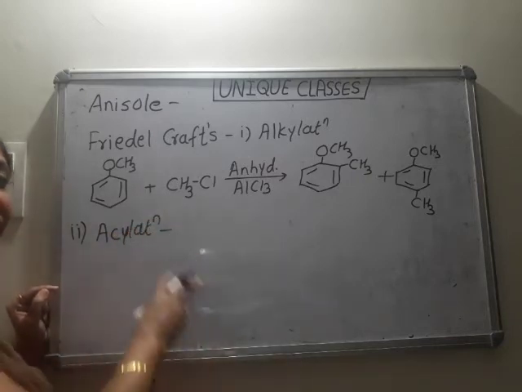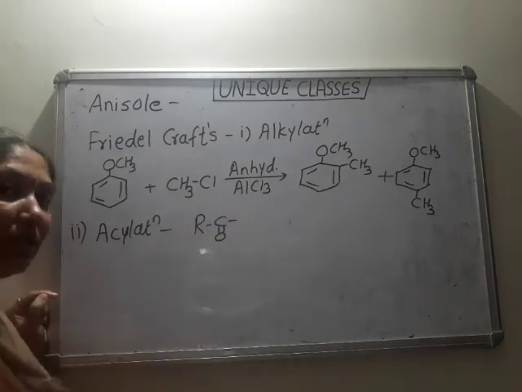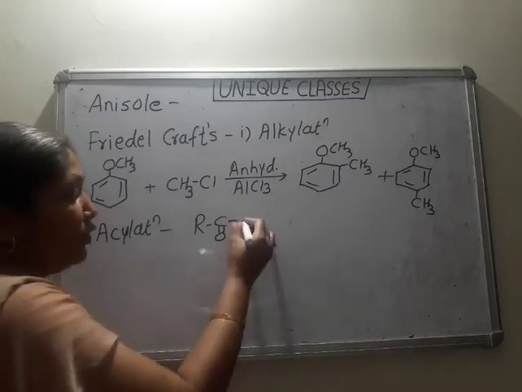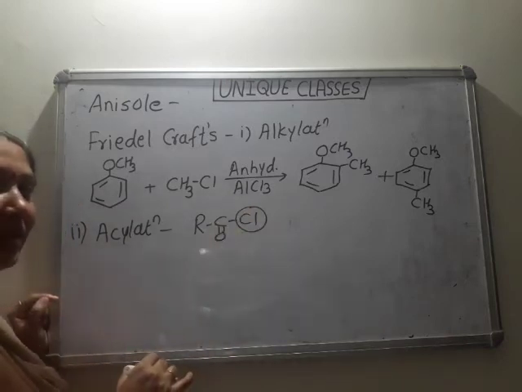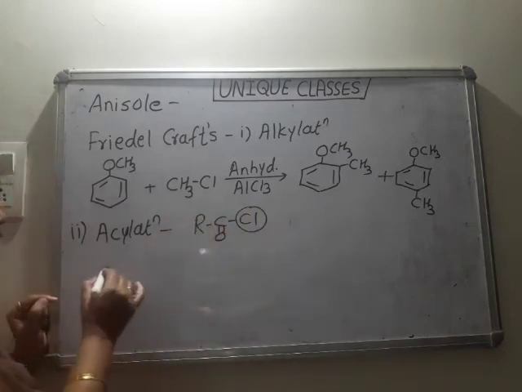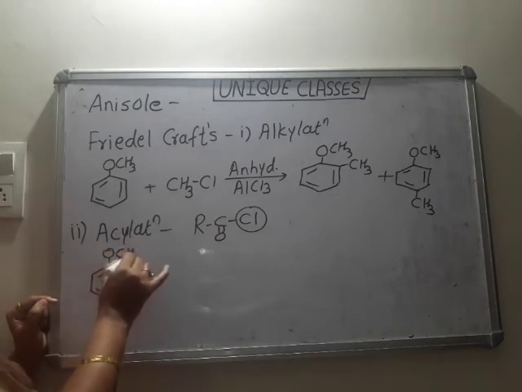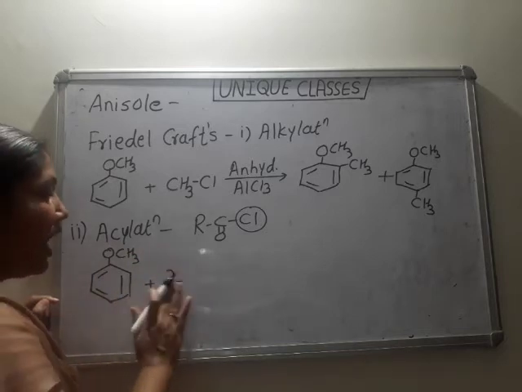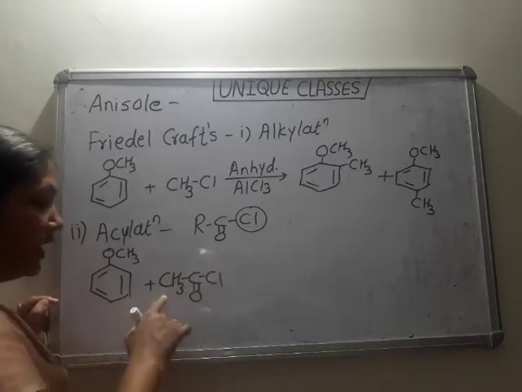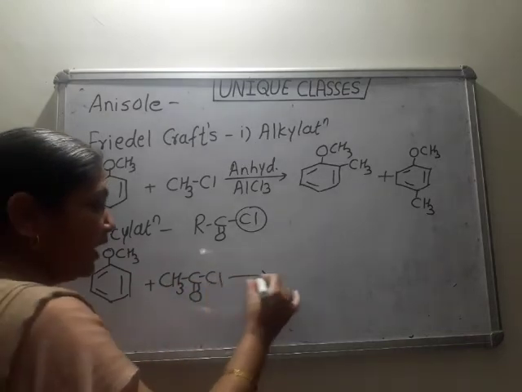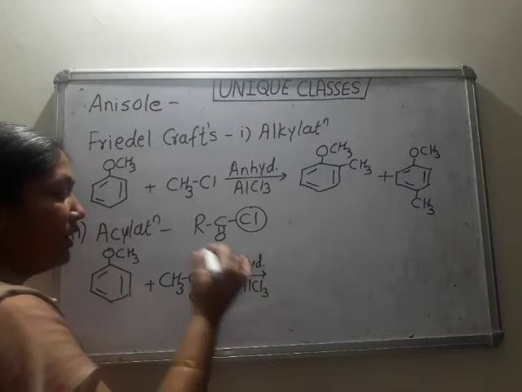Friedel-Crafts acylation. Acylation means introduction of an acyl group. And what is an acyl group? The RCO group. And how do we get this RCO group? By using RCOCl. So this Cl combines with H of the benzene ring, and that H is replaced by the RCO group. So the product formed in the reaction is here OCH3 reacts with R. We will replace this R by CH3. CH3COCl, that is acetyl chloride. Again the reaction takes place in presence of anhydrous AlCl3.